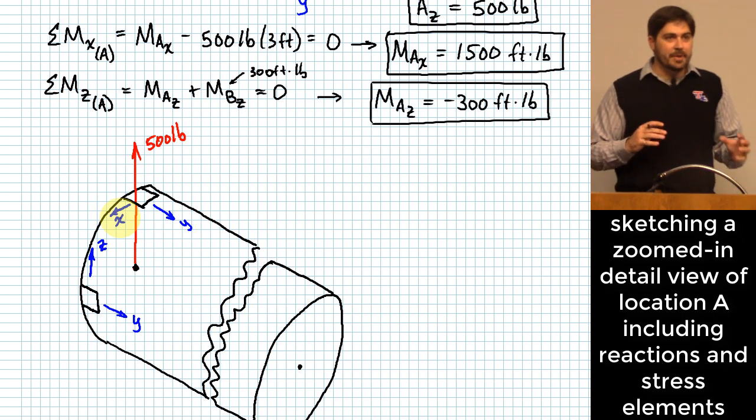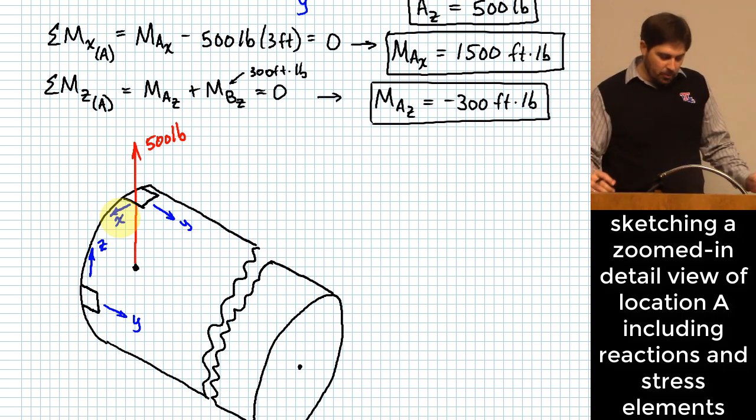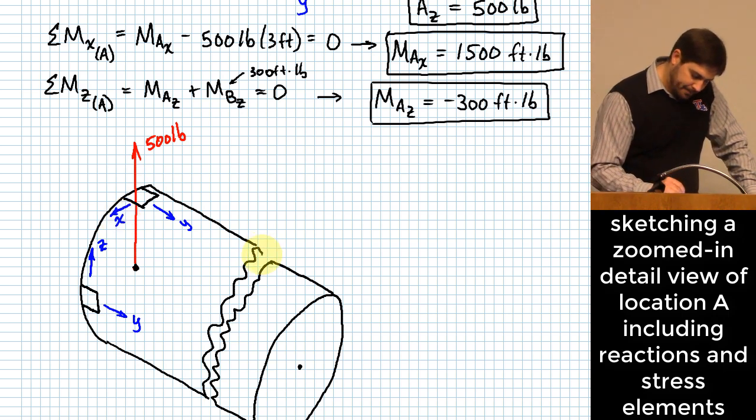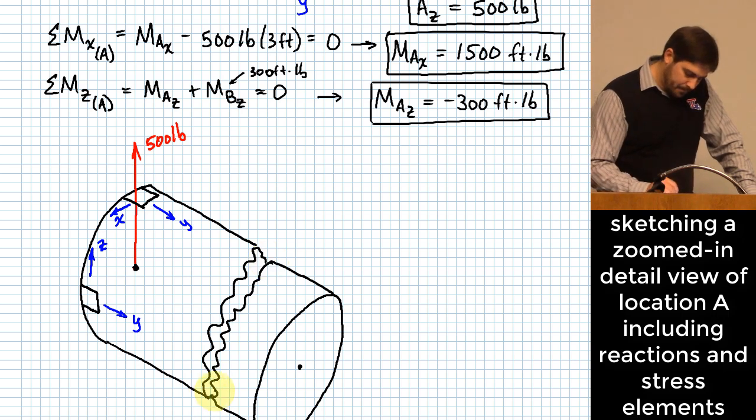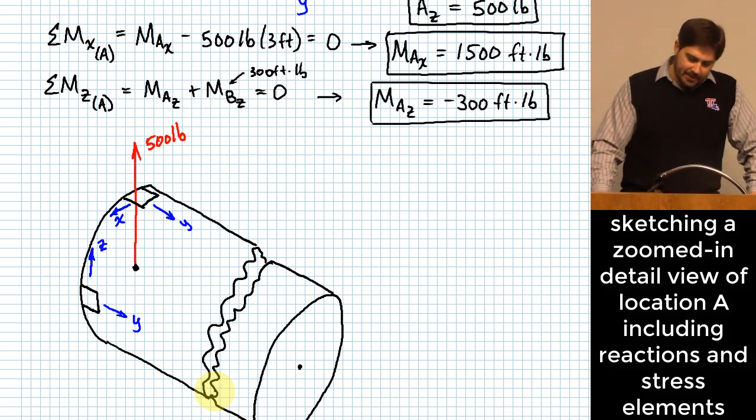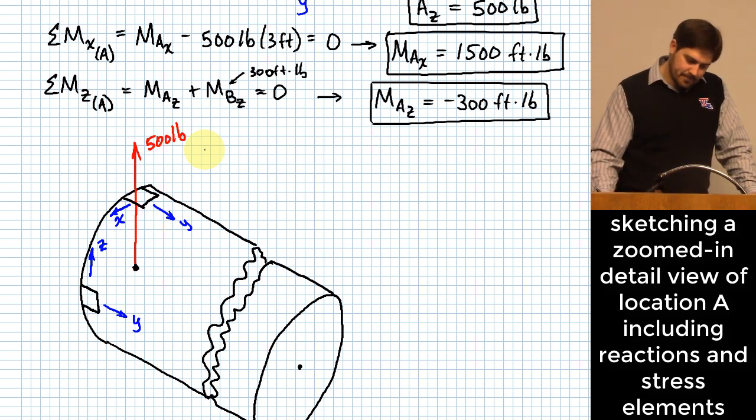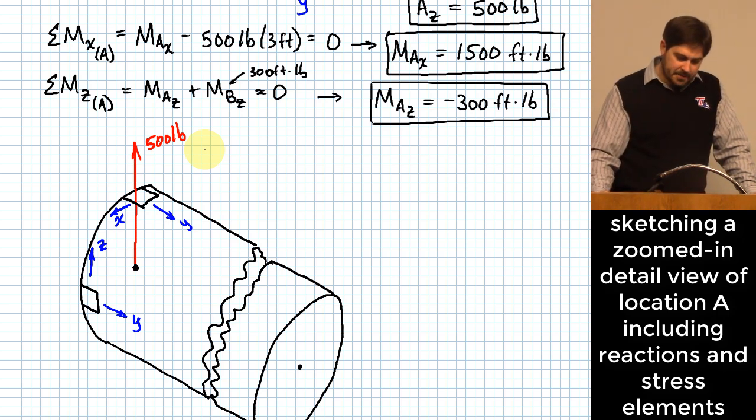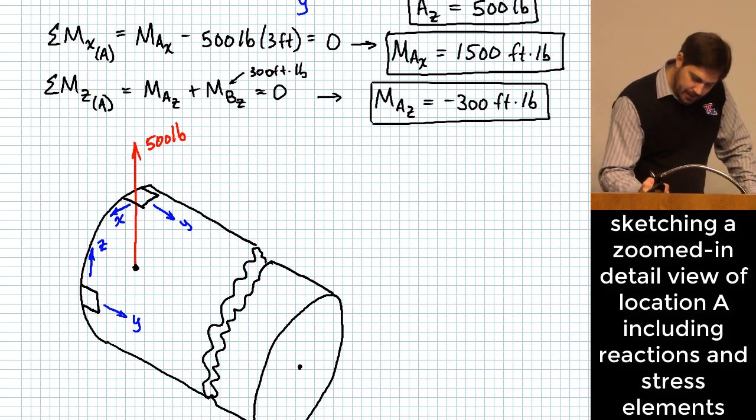So the reason I'm drawing it real big is I want us to think about how these forces and reactions, just generally, are going to affect the stresses in these patches. All right, what other kind of reactions do I have at A? I started with the 500 pounds. What else do I have? Okay, MAX, that would be a moment around the x-axis, and that would be 1,500 foot-pounds.